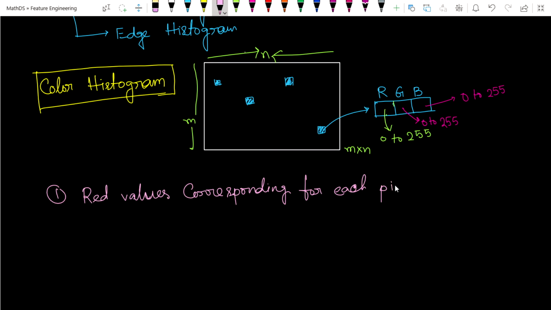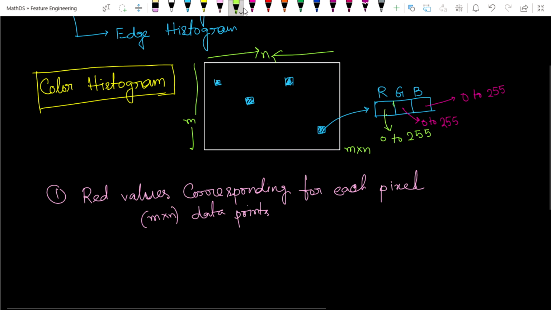For each pixel, first we have to find the number of data points, meaning how many pixels we have: M cross N. We have M cross N data points, and based on these M cross N data points, we have to build the histogram.